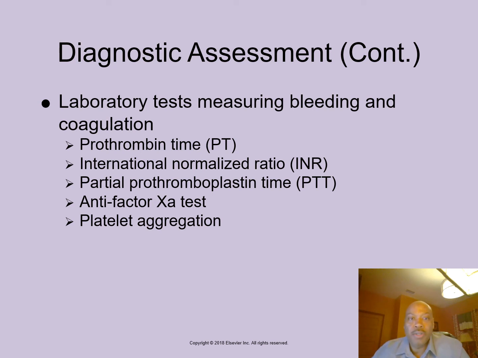Now, the partial thromboplastin time, or the PTT, assesses the intrinsic clotting cascade and the actions of factors 2, 5, 8, 9, 11, and 12. If the PTT is prolonged, there is a deficiency in these factors that I just mentioned, like hemophilia or DIC. DIC is referred to as disseminated intravascular coagulation.